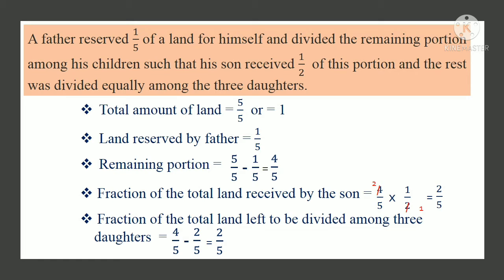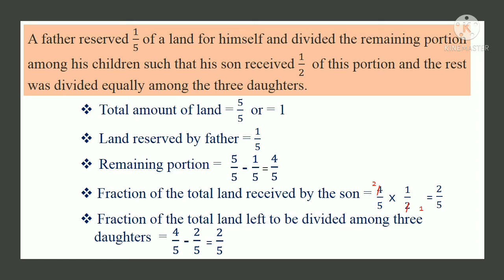So, before moving to the next part, you have to take the remaining portion. What is the remaining portion? The total land 5/5, from that you have to subtract 1/5. The denominators are the same, so you can subtract directly. Denominator is 5 and what is the numerator? 5. You have to subtract 1 from 5. Then the answer is 4. That means 4/5. That is the remaining portion.